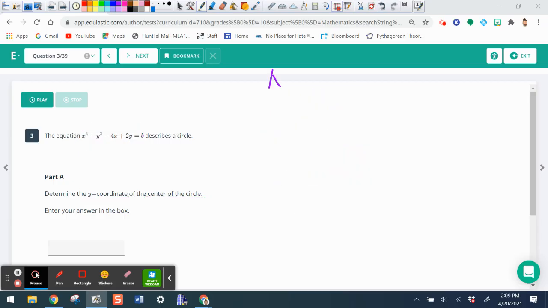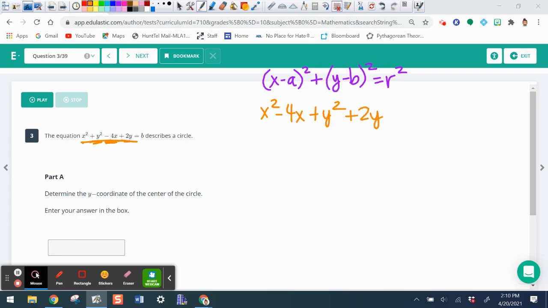So I'm going to go and rewrite that at the top. (x minus a) squared plus (y minus b) squared equal to r squared. So to get in that form, the first thing we're going to do is rewrite this equation where we have our like terms somewhat next to each other. So for example, I'm going to keep x squared first, and then instead of going ahead and writing y squared, I'm going to bring that negative 4x over next to that x squared term. So then we can write the y squared term plus 2y equals b.